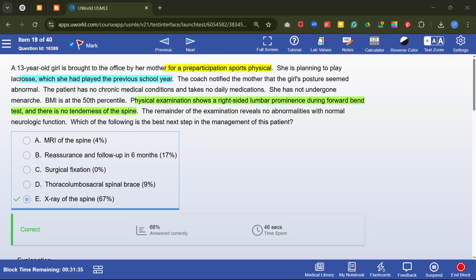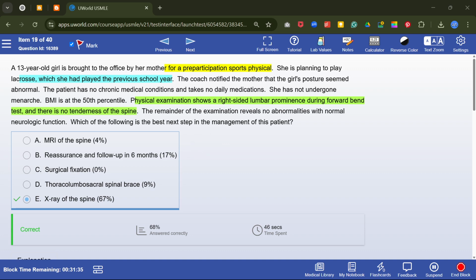Okay, now look at this question. This 13-year-old girl presents for pre-participation sports physical. She is planning to play lacrosse, which she had played the previous school year. The coach notified the mother that the girl's posture seemed abnormal. Physical examination shows right-sided lumbar prominence during forward bend test. There is no tenderness of the spine and no neurologic problem. What is the next step?